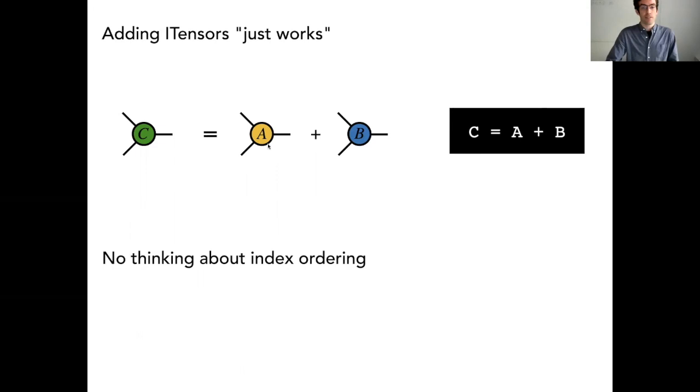Like when you're adding iTensors, all you have to know is that they're compatible to be added in the sense that they have the same collection of indices, and you just add them, and it always succeeds. And it figures out the ordering for you. It just picks basically the ordering of A, and it permutes B if needed, and just adds them.